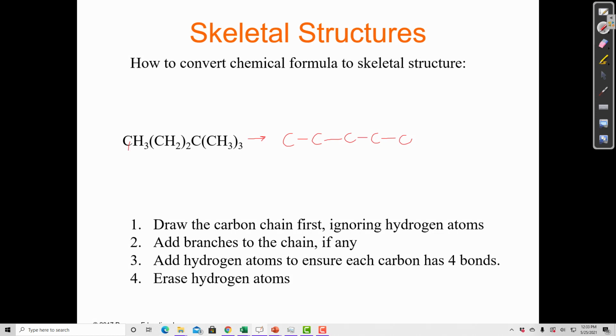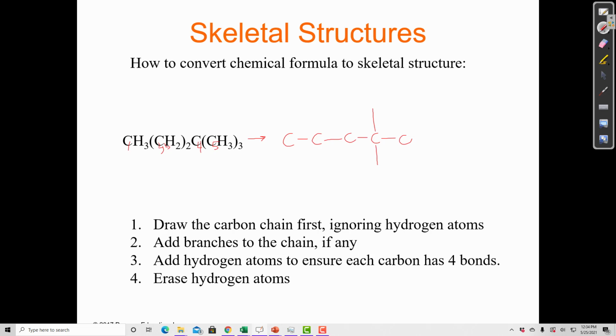C1, C2, and 3, C4, one of these is C5, but there's a total of 1, 2, 3, 4, 5, 6, 7 carbons. So the other two add branches. Where are these other two carbons? Well, they must be here and here, like this.